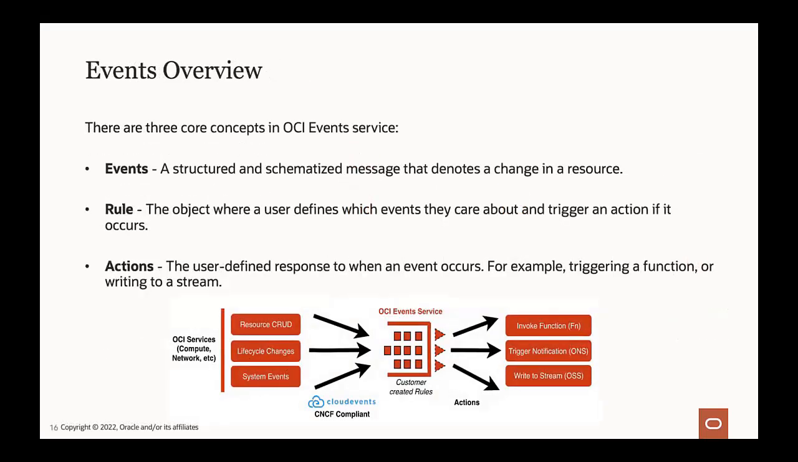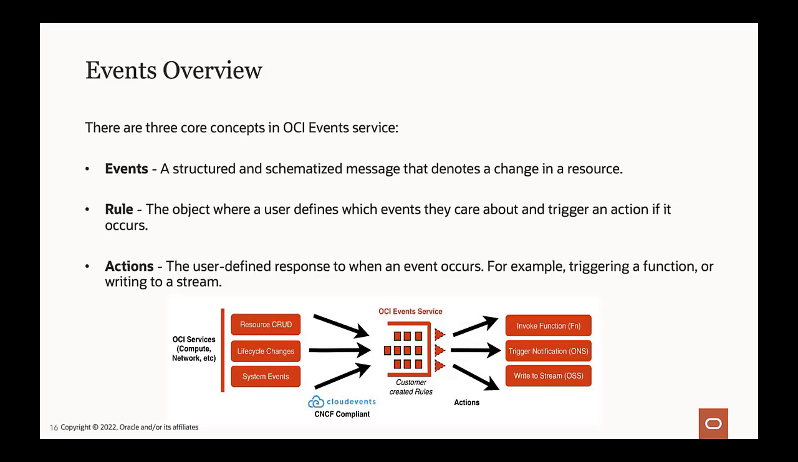And so now we'll talk a little bit about the event service in OCI. It is an event routing platform, and there are 3 core concepts that have to do with the event service: your event, your rule, and your action. Your event is just a structured or schematized message that denotes a change in a resource. This could be a lifecycle change, system event, resource create, update, delete. Then you have a rule, which is a user-defined object which denotes what happens in the event, and then the trigger action if it occurs. And then lastly, we have our trigger actions, which will be one of 3 things: either invoking a function, triggering a notification, or writing to a stream.